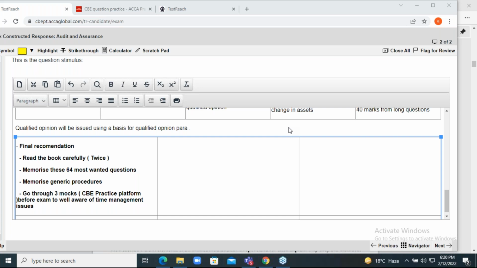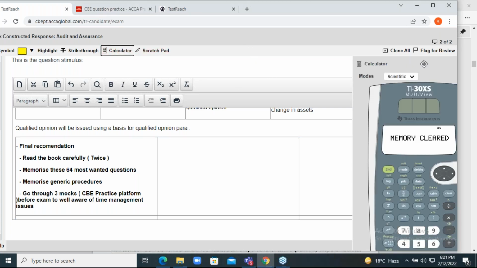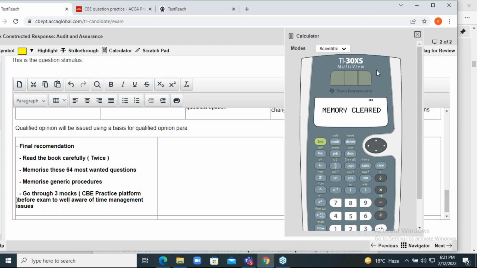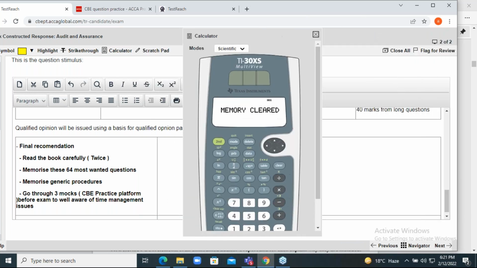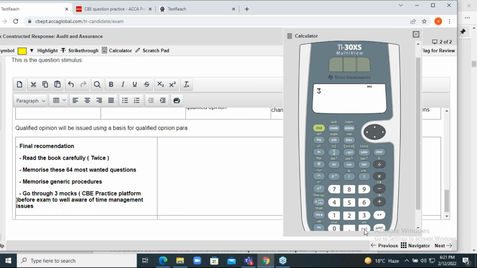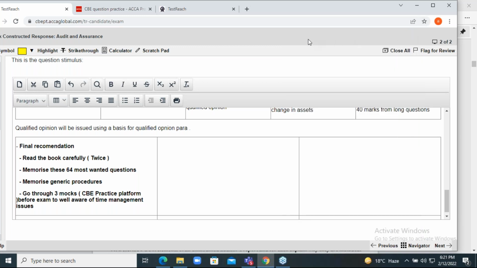So section A, Ryan is asking how much time should be given to section A. Yes, very important point, Ryan. So 30 marks are attached to section A. So this means 30 into 1.8. Now you got the answer 54. So you have 54 minutes for section A.